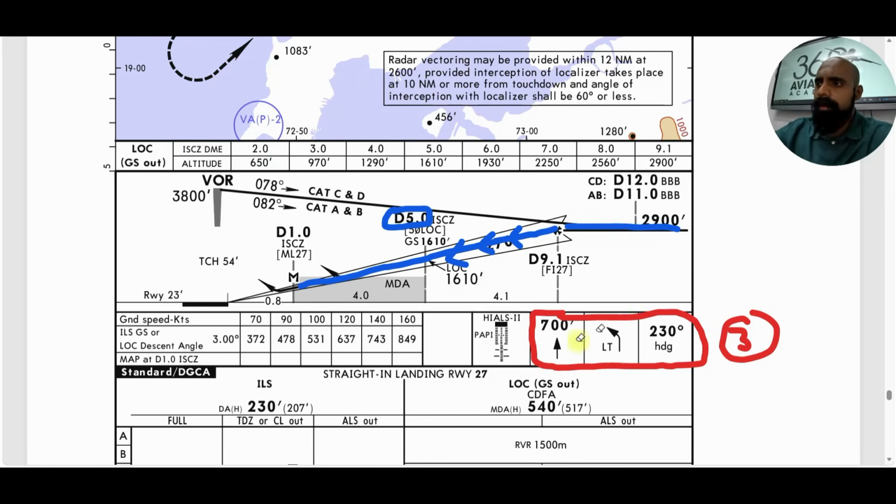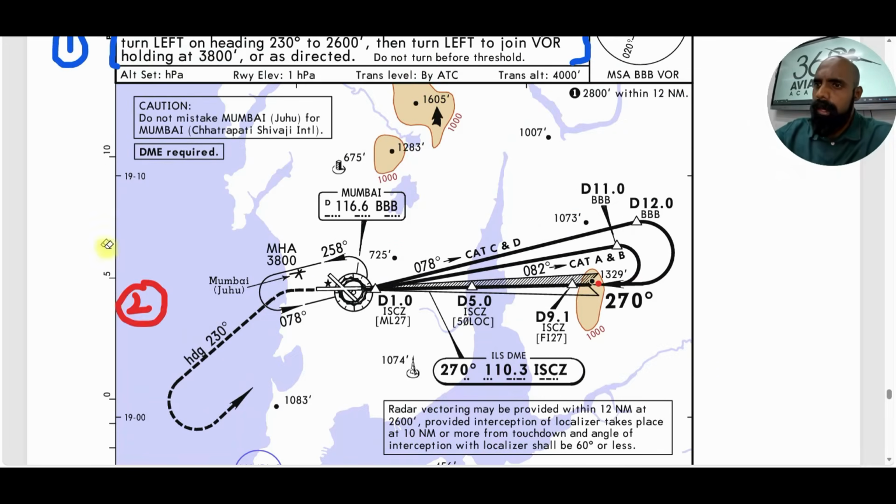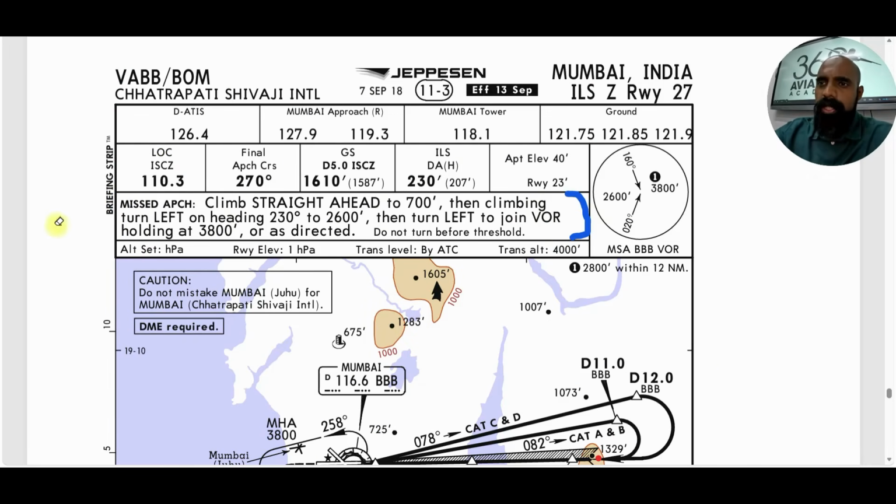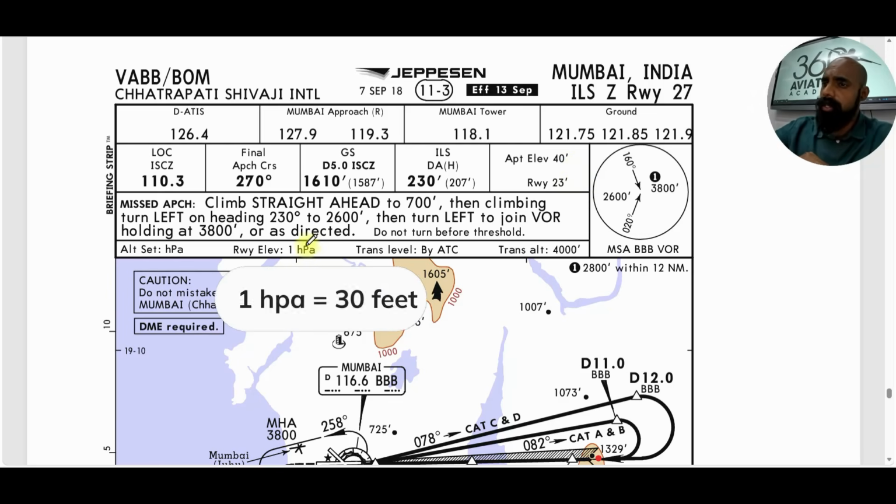All right, so the reason being that it's a very, very important procedure which needs to be briefed every single time you execute the approach. Apart from that, they've also told you that the altitude has to be set in hectopascals over here. The runway elevation also is given in terms of hectopascal along with the term mentioned over here, right? So typically 1 hectopascal is approximately 30 feet, and you can see it's almost 30 feet over here.